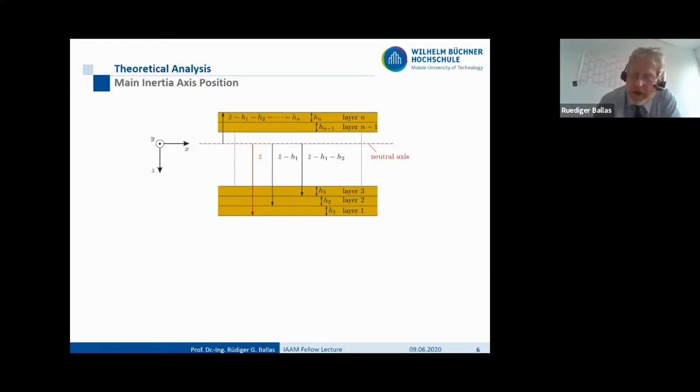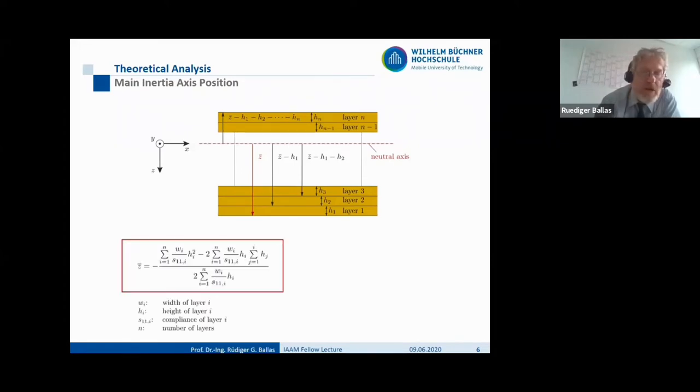Now, how can we get this main inertial axis? I don't want to show the way to calculate it, but it's really simple. You have some summations over the width of the layers, over the height or the thickness of the layers, and then also a very important quantity is defined by the quantity S indexed 1 1 comma i.